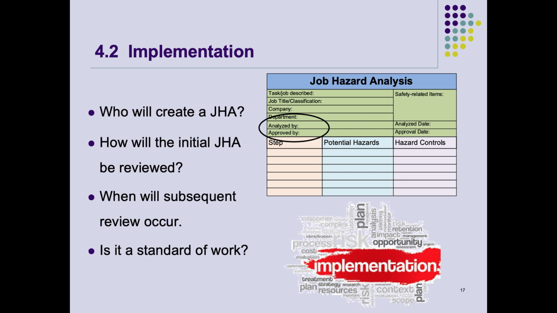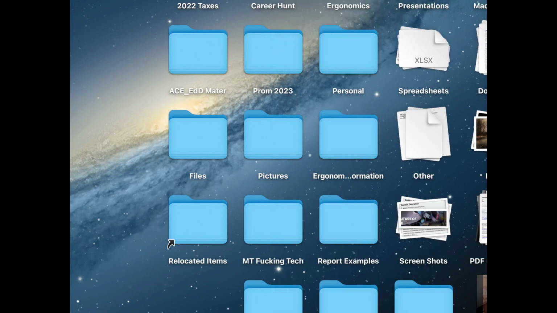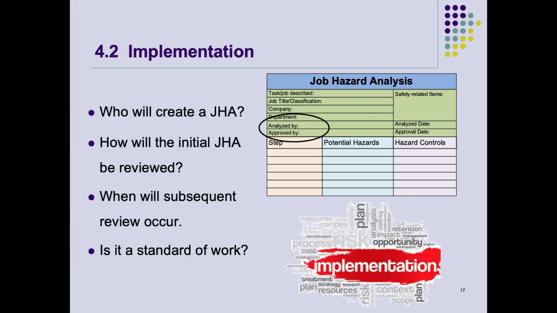And so our last area to look at is who's going to review the job hazard analysis, and who's going to create the job hazard analysis. When will there be subsequent reviews? In many places where I worked, this would be after an incident because we thought there might be a weakness in our JHA that created that incident. And then is there a standard of work or a standard operating procedure that goes in conjunction with the JSA?